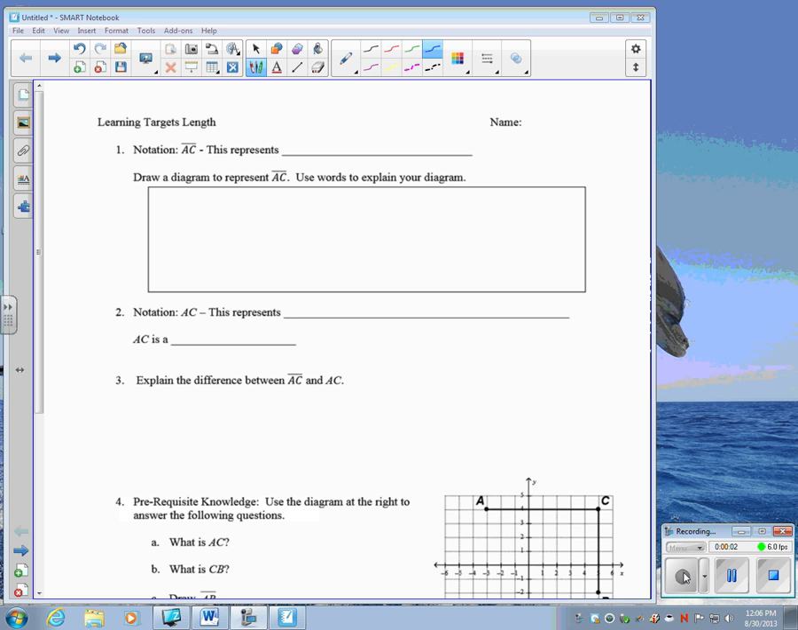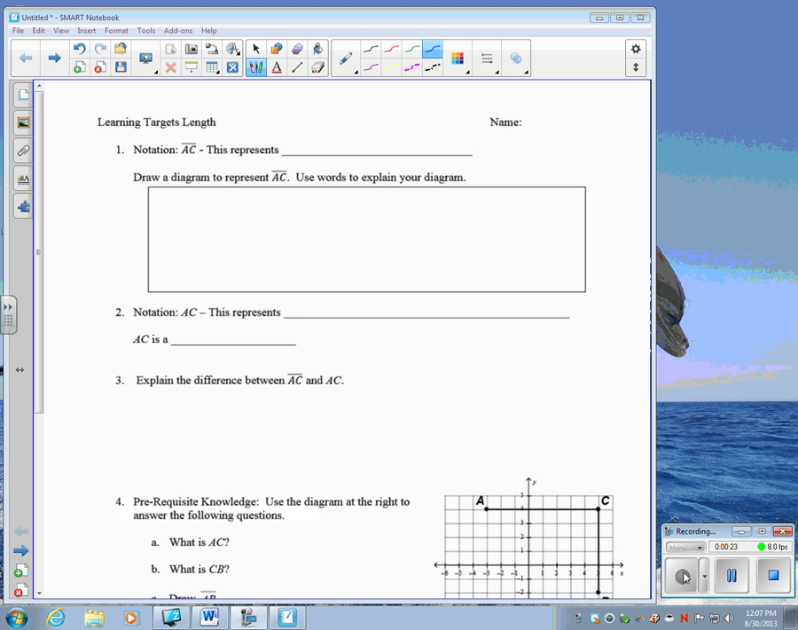Hello, everybody. We are in Unit 1. This is lesson number 2, titled Learning Targets Length. Please make sure that you have the note sheet in front of you so that you can follow along and participate. If for some reason you do not have your copy anymore, then go onto your teacher's School Fusion page and print off a copy so that you can participate with us.